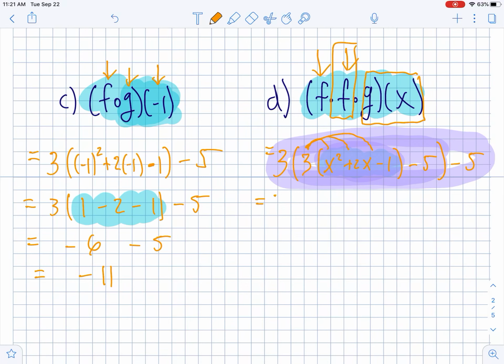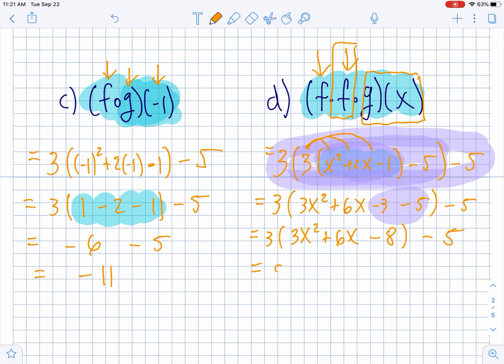First up. So outside 3 can chill. This is 3x squared plus 6x minus 3. And then that minus 5 is still there. Then that 3 is still going to chill because I'm going to combine this negative 3 and negative 5 like terms. 3x squared plus 6x minus 8.